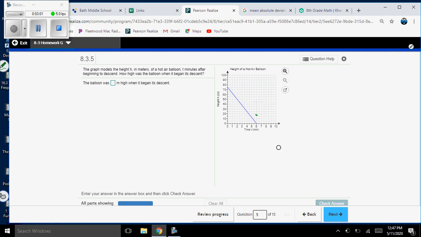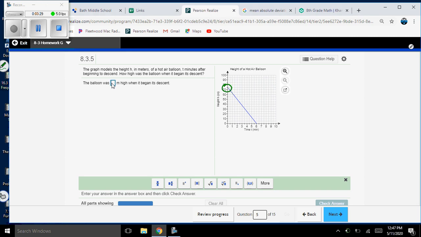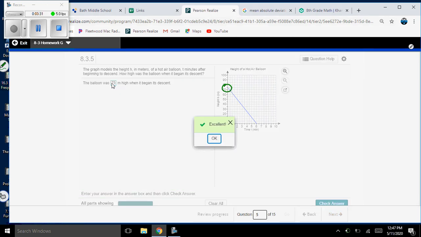Number 5, it says we have a hot air balloon. They're giving you height is h, and t is the time in minutes, and how high was the balloon when it began to descend. So again, you're just interpreting the graph at this point. When it began to descend, you're looking for that location right here where it started going downward, and it appears as though the answer is 75 meters. So in this case, you're looking for, again, the initial value.